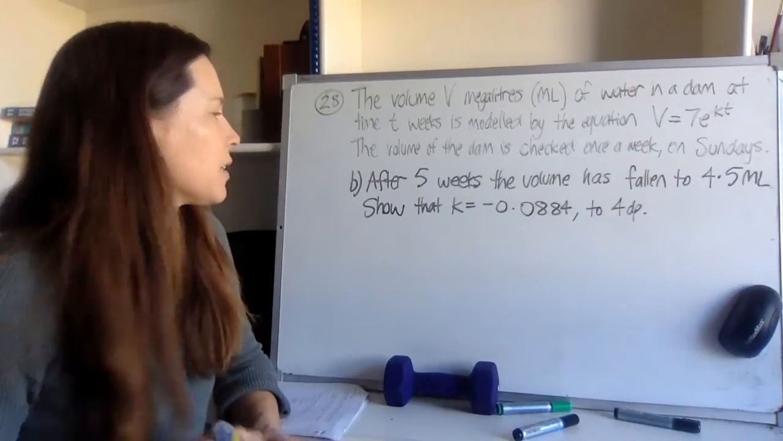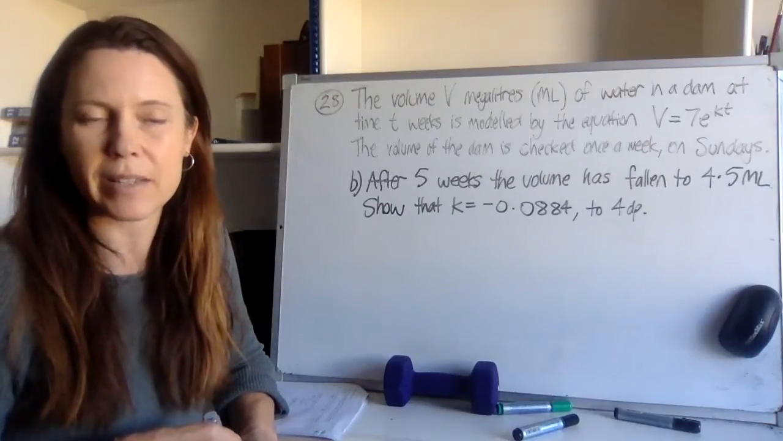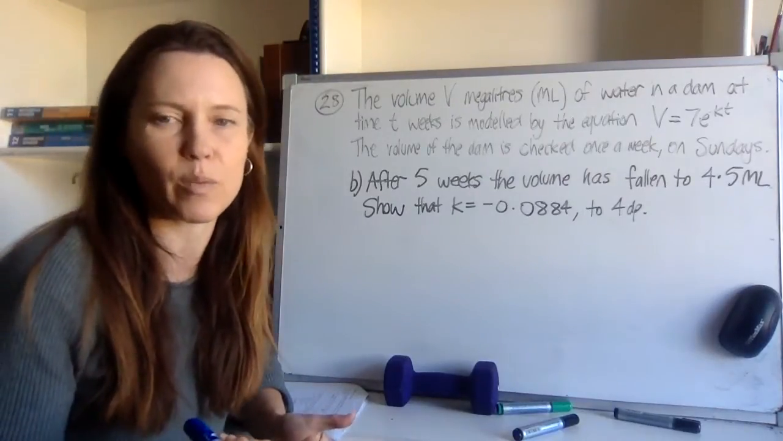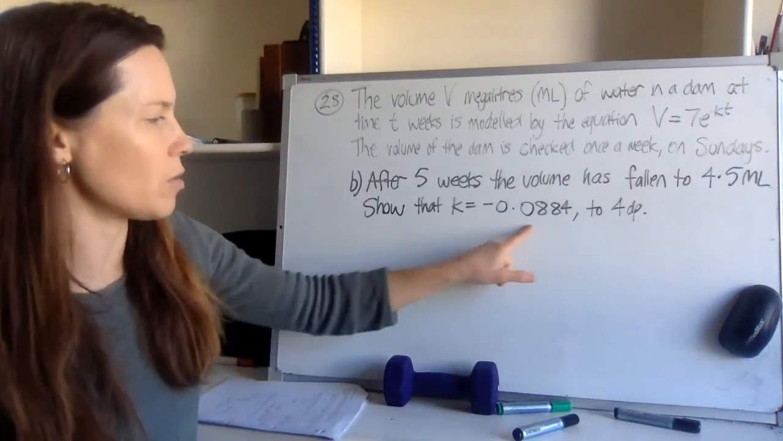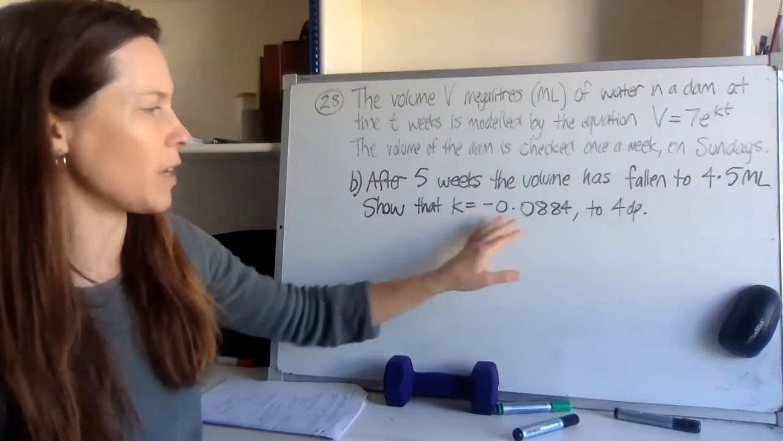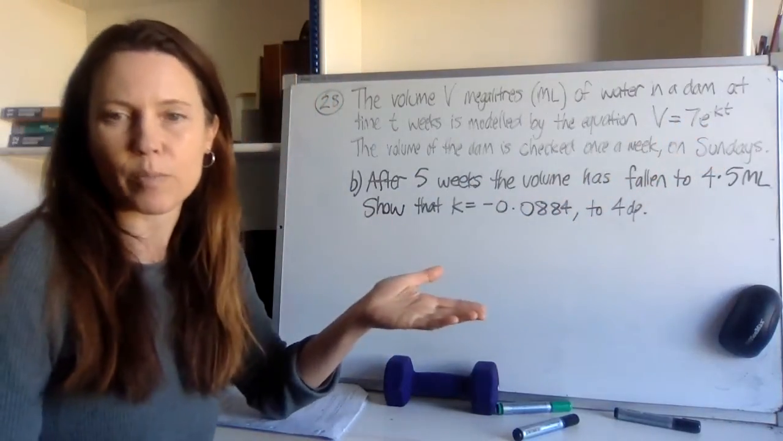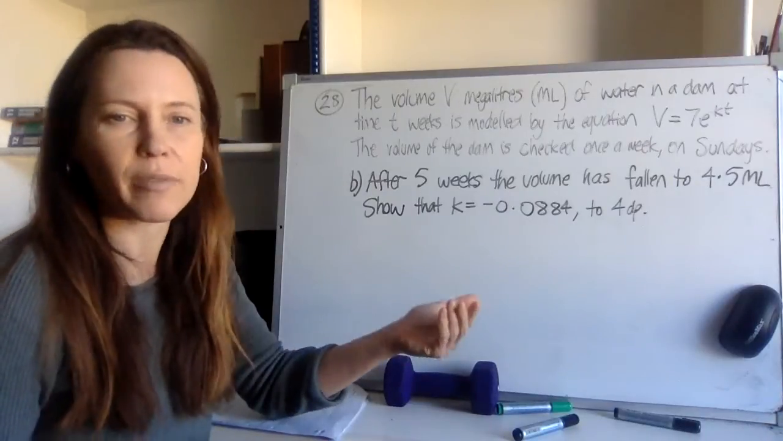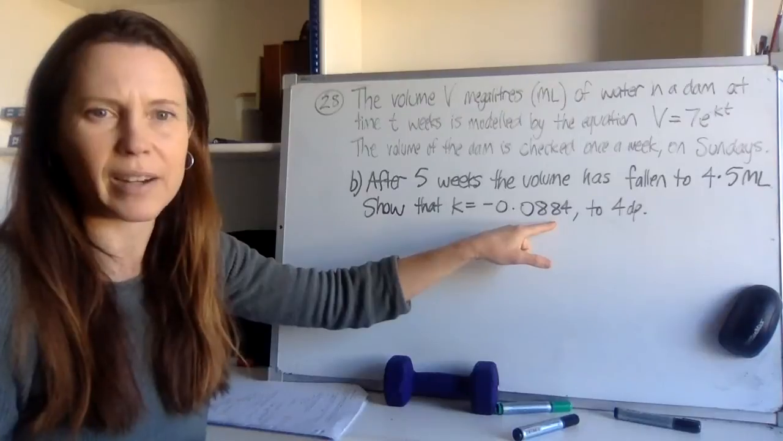In part B, it says after 5 weeks, the volume has fallen to 4.5 megalitres, and it started at 7 megalitres, remember, so it's dropped 2.5. Show that k equals this to 4 decimal places. Now, you don't want to just sub in this value of k to the formula and show that it lets the volume equal 4.5. That's not enough. That's using their answer to sort of verify that it actually works.